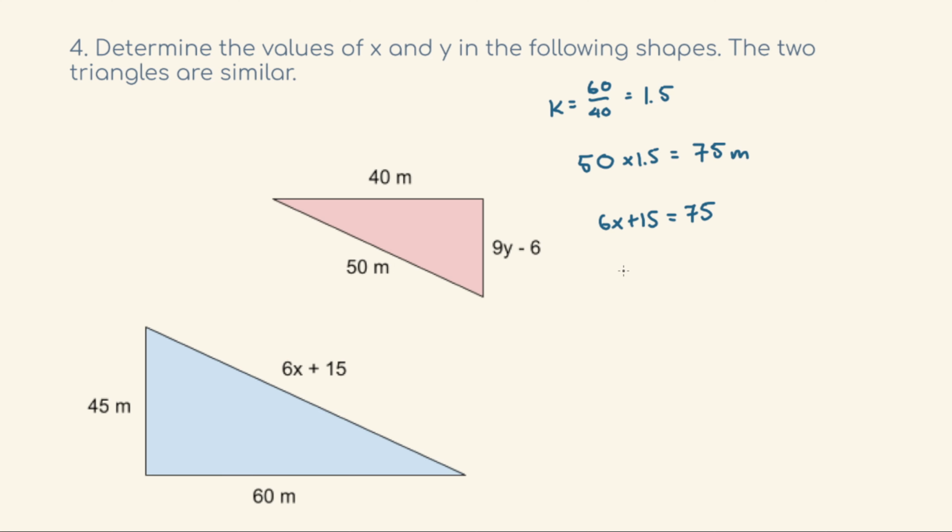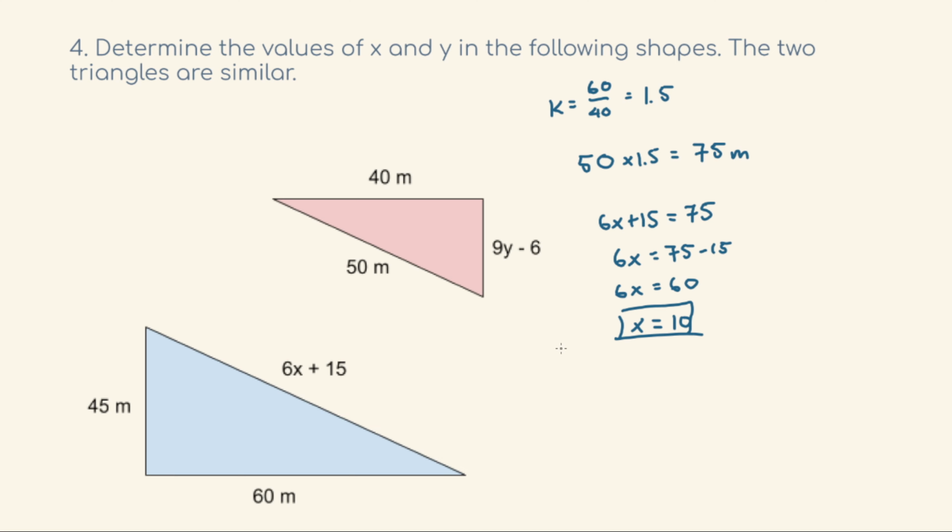Now let's use some algebra here. We're going to subtract 15 from both sides. That's going to give me 6x is equal to 75 minus 15. So 6x is equal to 60. So x is just going to be equal to 10. So that's what we're going to get for that first variable.